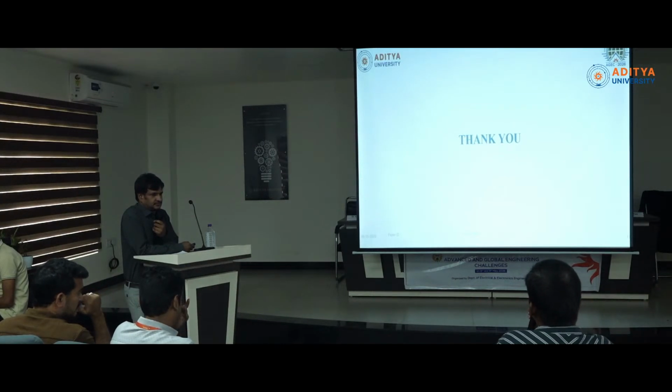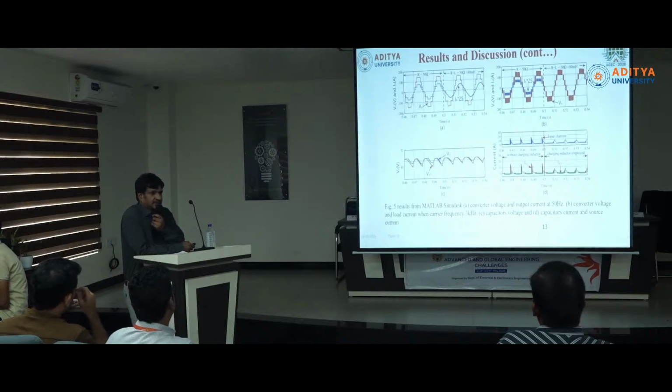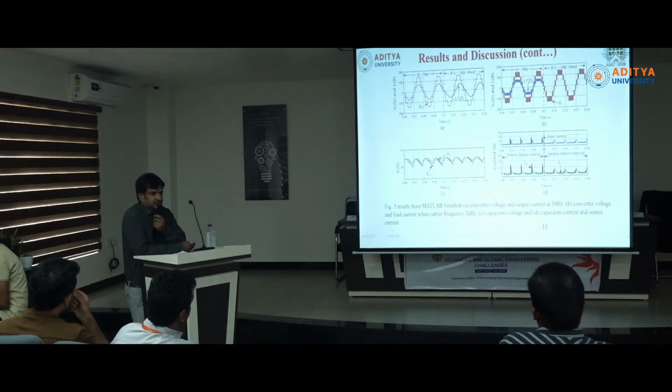There are many papers in this area, no? What is the novelty of your study? Actually, from the topology there is just a small change, and here I am depending on the smoothing of the current. That means mainly the capacitor is going to balance the output voltage. We have two capacitors, and that capacitor is going to balance the voltage, sir. Okay.